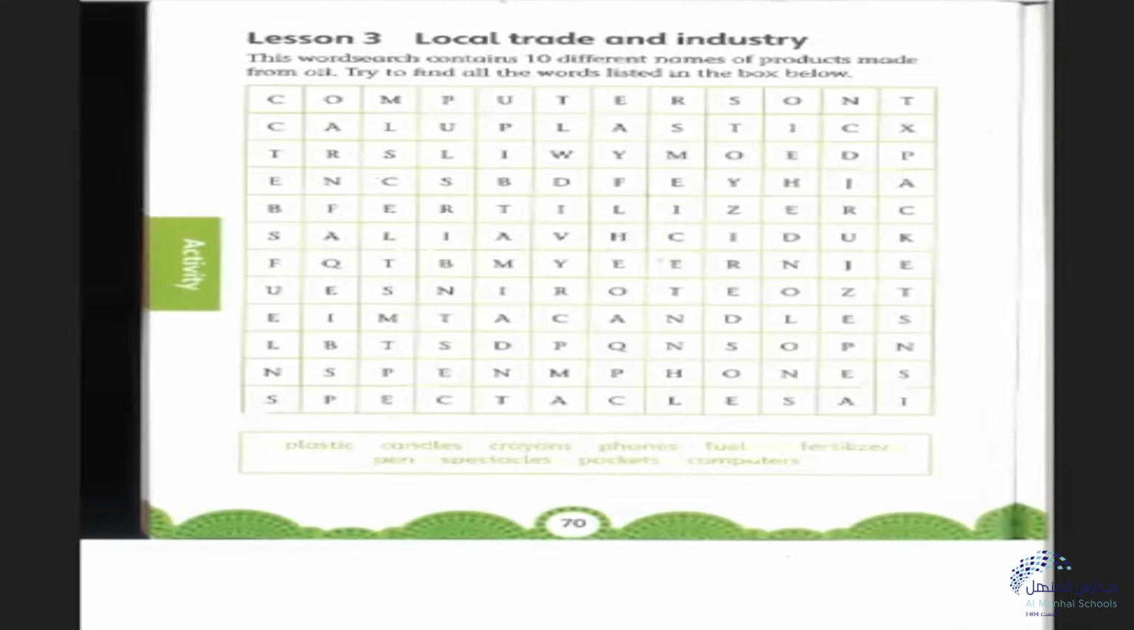On your right hand side, there's the word packets. You circle the word packets. And on your left hand side, there's the word fuels. You circle the word fuels. So those are the words you must circle. Very easy.